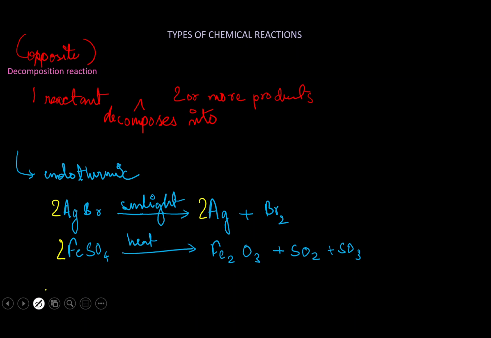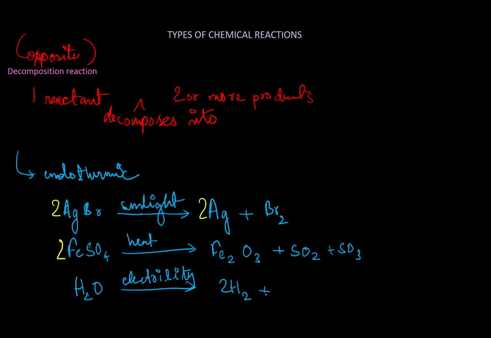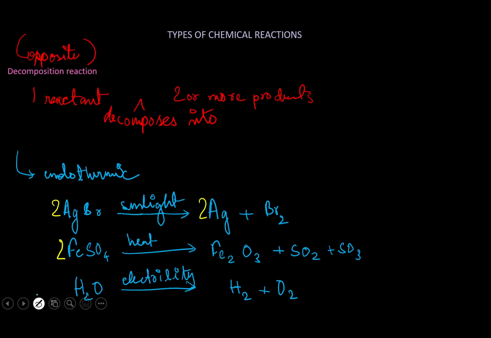And the last one is water, H2O. Water needs electricity to split into hydrogen and oxygen. Maybe I'll show you the balancing with a different color here, so that will be easier. This is 2 here and a 2 here, because there are 2 oxygens and there is 1 oxygen, there are 2 hydrogens, and when we put a 2 here it becomes 4, so we put a 4 there.